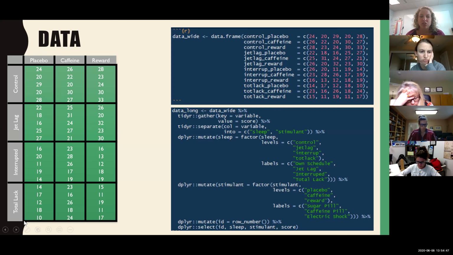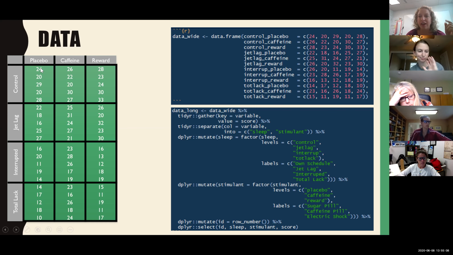So here it is in R. The way the data is arranged here is very concise and takes up little room in a textbook. But is this first 24 connected to this first 26 and this first 28? They're not. These are 5 different people. Each group is totally independent of the other group.